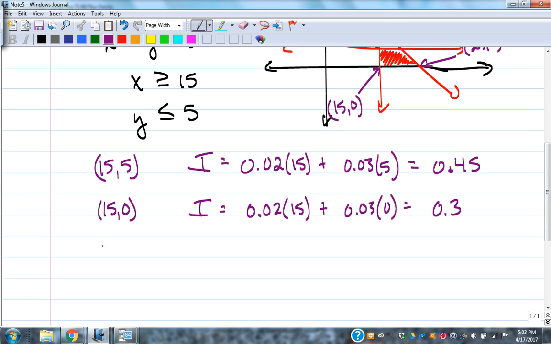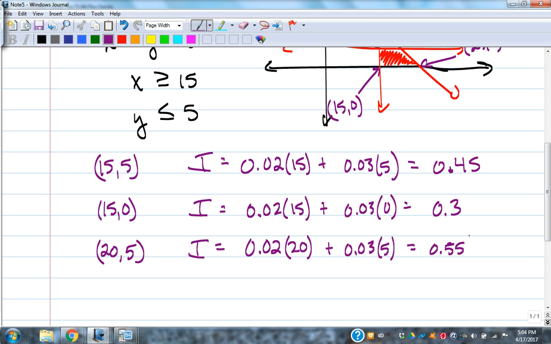And then do the next ordered pair. Let's do 20, 5. You'd plug that into the objective function or objective equation, whatever they're calling it on that problem, and work it out. 2/10 of 20 would be 0.4, 3/10 of 5, 0.15, so 0.55. And then the last ordered pair we've got is 25, 0. 0.02 times 25 plus 0.03 times 0. And that's equal to 0.5.